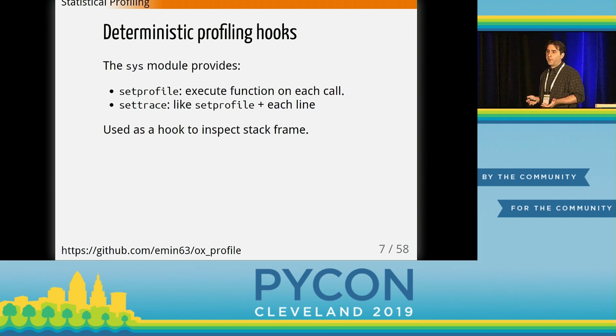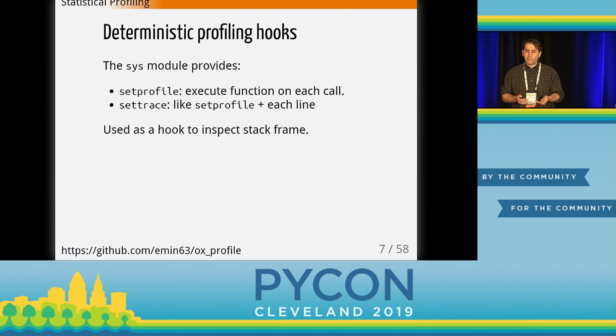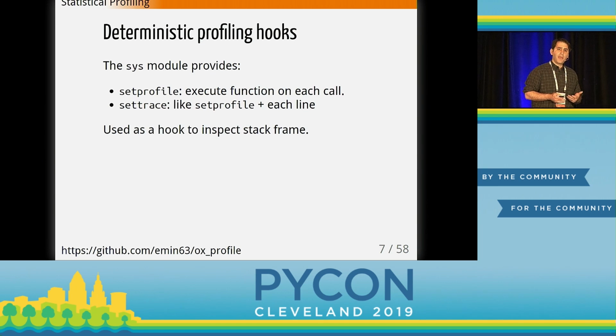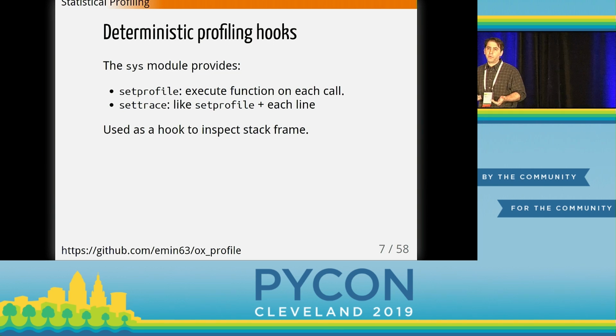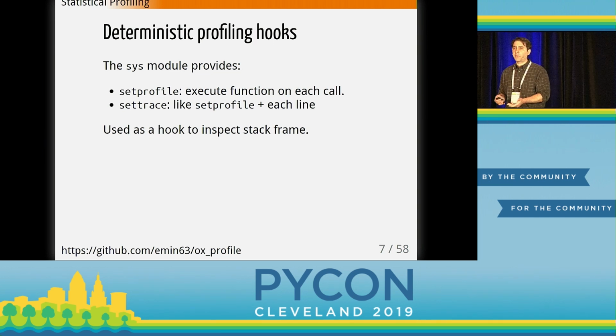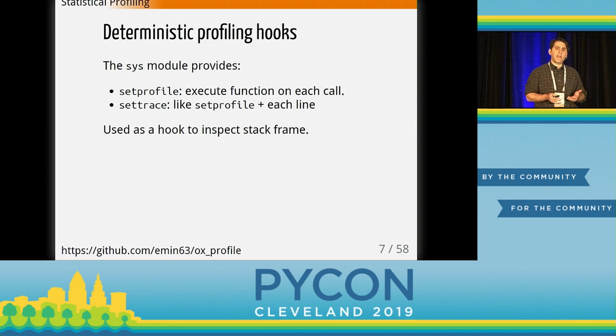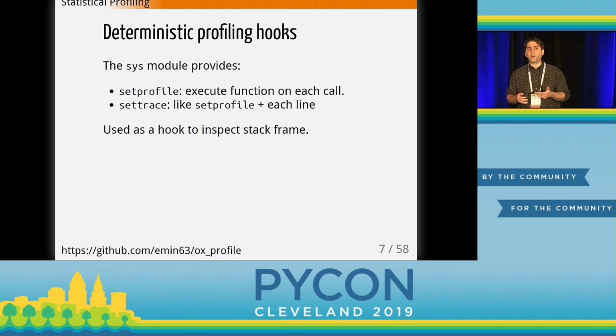So how does deterministic profiling work? The sys module provides a couple of really neat hooks. One of these is setProfile. If you call sys.setProfile, you can give it your profiling function, and the interpreter will execute your profiling function on each function call. If you want even lower granularity, you can call setTrace, which is like setProfile, where you give it a tracing function, and then the interpreter will call your tracing function on every single line of your program. You can use that to figure out code coverage, or what parts are slow, or whatever else you want to do. Once we call these things, we get a hook to inspect the stack frame.